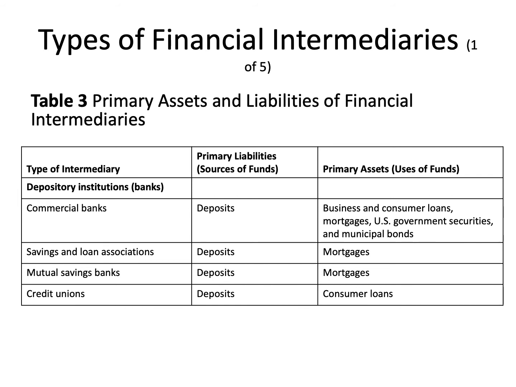Types of financial intermediaries. Here we just have, for you to look at at your leisure, in the United States, type of intermediary: depository institutions, banks, commercial banks, savings and loan, mutual savings banks, credit unions. The primary liabilities, source of funds, and the primary assets, uses of funds. So commercial banks, of course, make business and consumer loans, mortgages, and purchase US government securities and municipal bonds. Savings and Loan Associations deal specifically, generally, with mortgages.